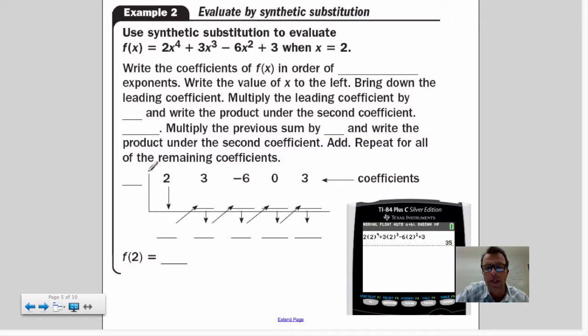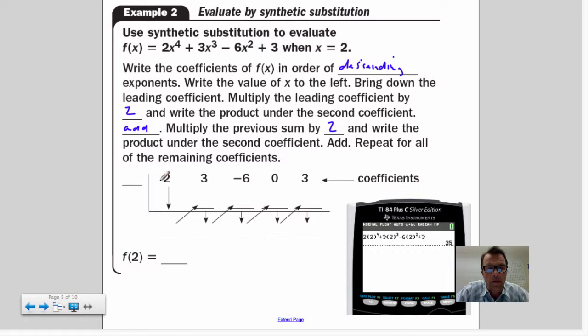So check out this little technique. If you want to fill in your note sheet, this would be descending. Bring down the leading coefficient, multiply the leading coefficient by 2, and then add. I'm going to show you this, but I'm sure some of you want to fill this out as the book would have liked. Let's just get into the problem.